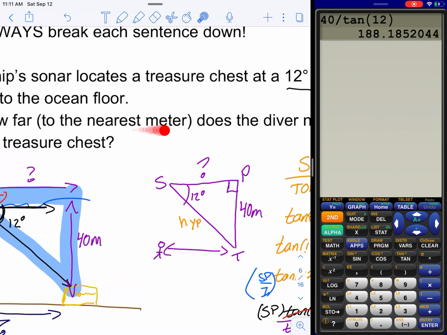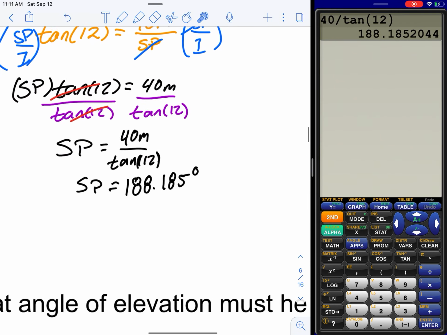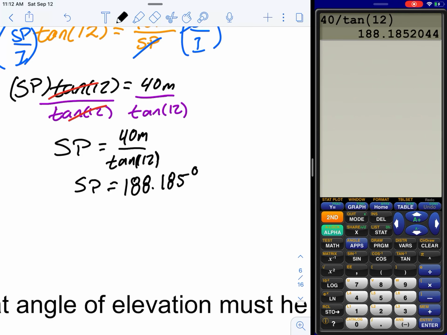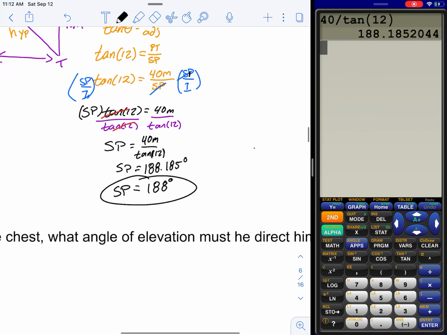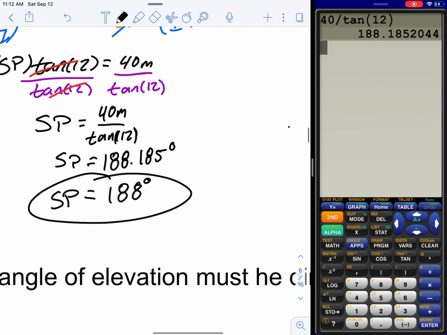Now, did this question tell us what to give the answer in? It did. Awesome. It told us to do it to the nearest meter. Whenever it says the nearest meter or the nearest kilometer, that just simply means we don't want any decimals. So SP is going to equal 188. This is going to stay 8 because the number to the right of it is less than 5. Oh my goodness, we didn't solve degrees. That's a length.